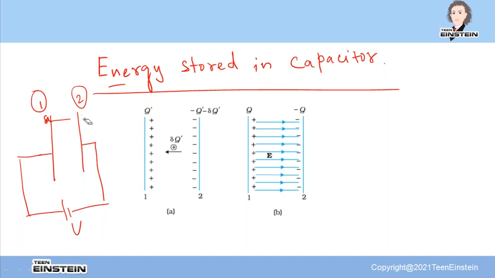Now, neutral means both positive and negative charges are there in equal amounts, delta Q. Positive delta Q charge goes to this plate, plate 1. Then what is remaining over here? Minus delta Q. A similar negative charge will be accumulated on this plate.